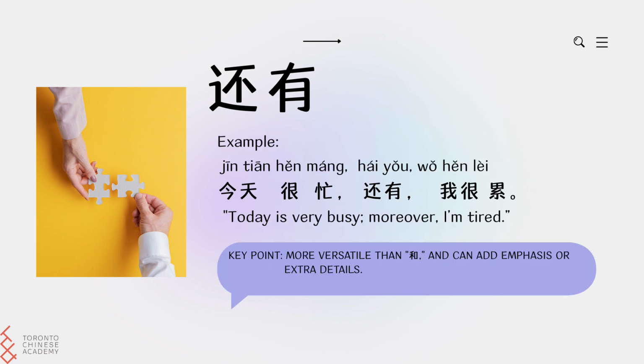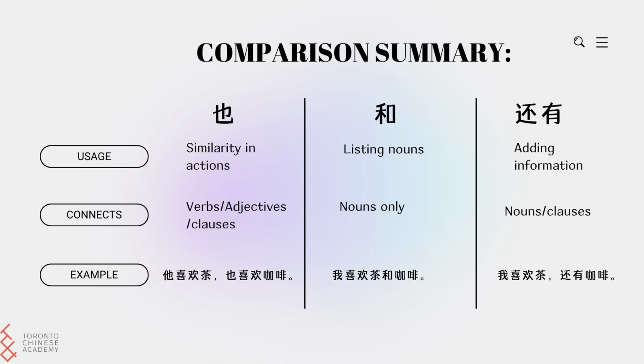Here is another example. 今天很忙还有我很累。Today is very busy. Moreover, I'm tired. A key point to take note of is that 还有 is more versatile than 和 and can add emphasis or extra details. Here is a summary comparing all three conjunctions.